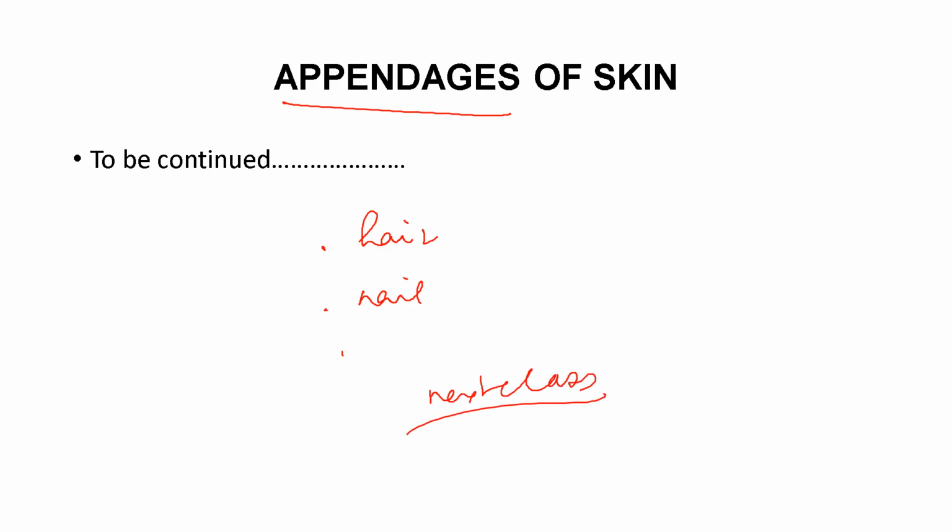So this is about the anatomy of the skin. Rest of the thing, what are the various modification of the skin or the appendages of the skin, like we will talk about the hair, the nail, and there are different glands present in the dermis. We will talk about all these things in our next class. Okay, so this is all about the skin.